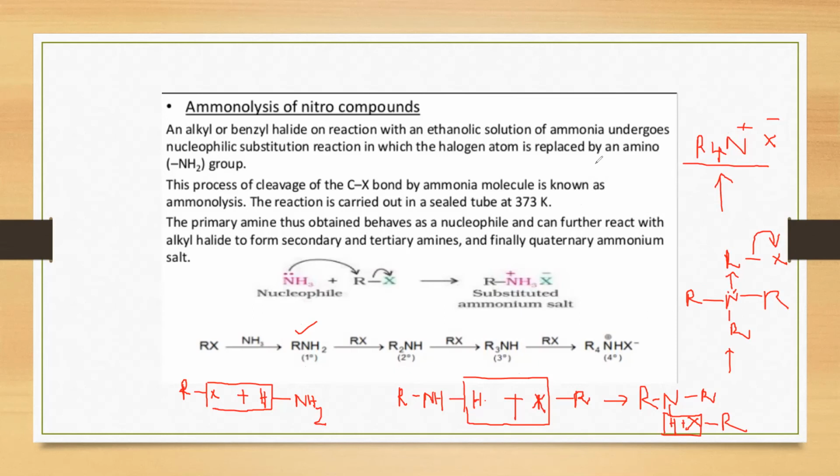Yes, here there is a mistake. This is not R4NH+ X-. It is R4N+, because nitrogen can have a maximum covalency of 4. If there is also a hydrogen, then its valency becomes 5. So there is a small mistake in the final product written over here. It is R4N+ X-. Very sorry for that mistake.